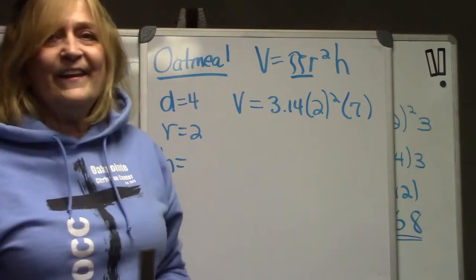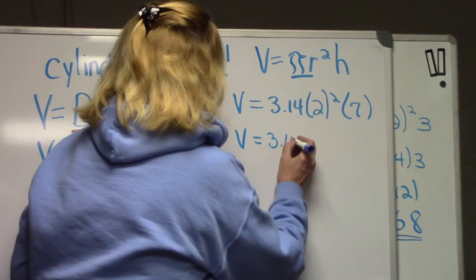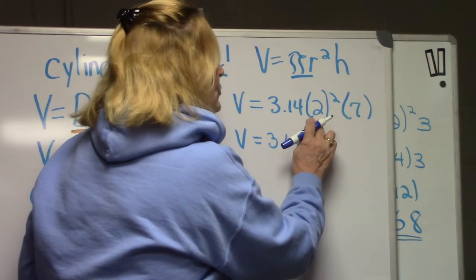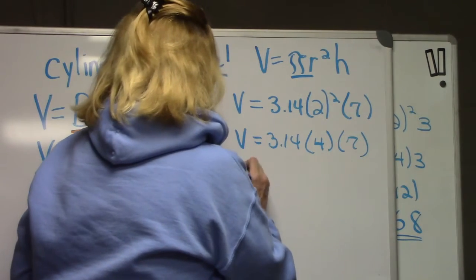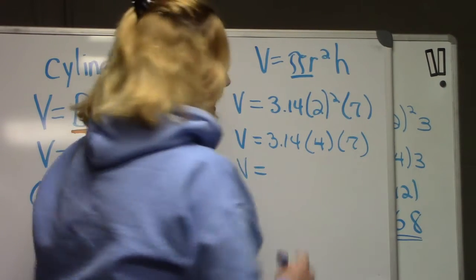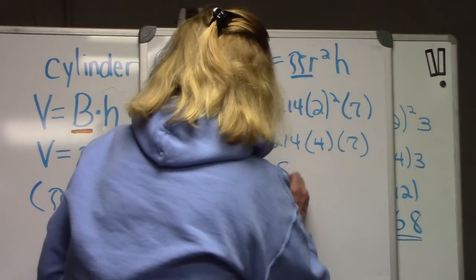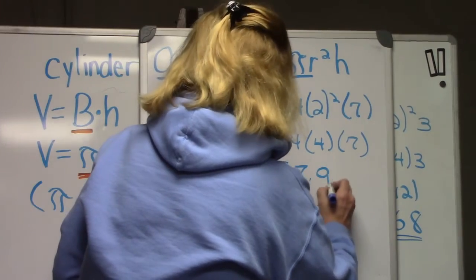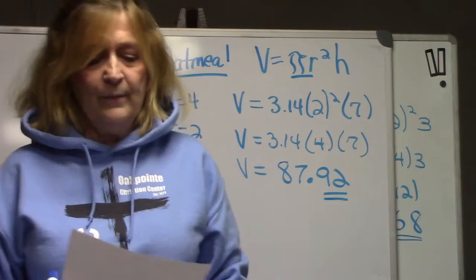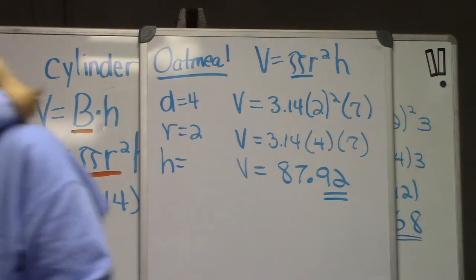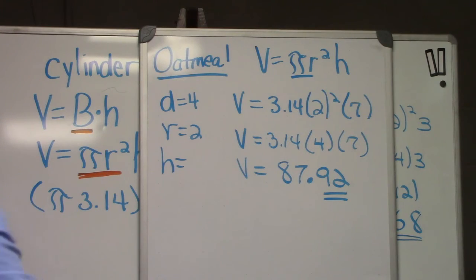You can punch that all in on your calculator, or you can break it down and get volume equals 3.14 times 2 squared. 2 times 2 is 4, times 7. Okay? If you still need to break it down, you can, or you should be able to punch all that in your calculator and get 87.92. Again, we're going 2 places out to the hundredths column.